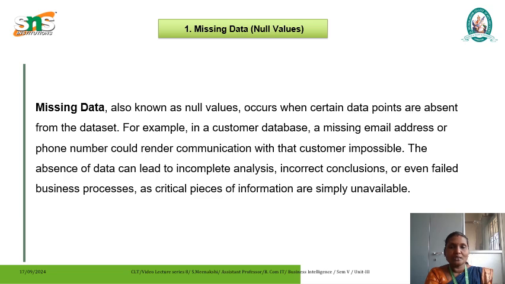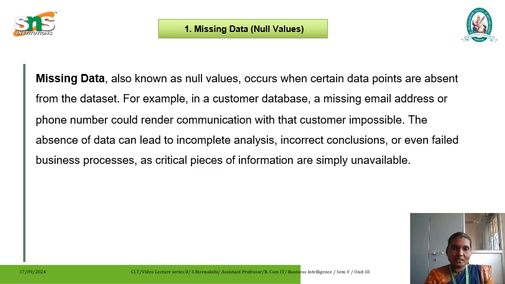So when you miss certain data, it is impossible to get the complete information. In this example, they have taken a customer database in which if we do not have a proper email ID or if we do not have the proper phone number, it becomes impossible to contact the customer at the right time. So this kind of data is called missing data.